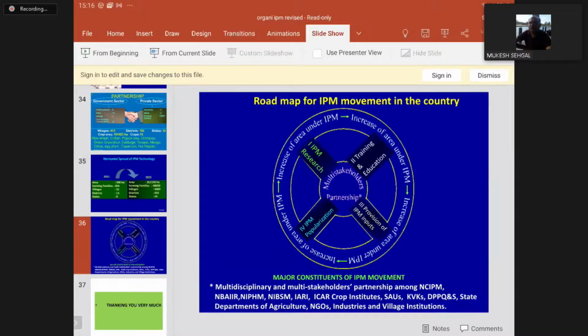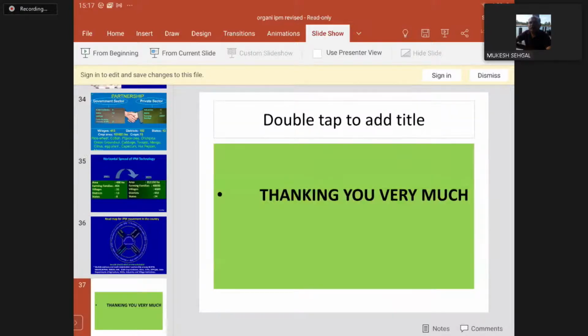IPM research with organic farming we have to do. We have to train and educate the people very properly. Provision of IPM inputs to be given. IPM popularization there. So it is a major IPM movement, a multidisciplinary approach, a multi-stakeholder partnership with NCIPM and all other institutes, starting and ending with the EPFO. So this is our roadmap.